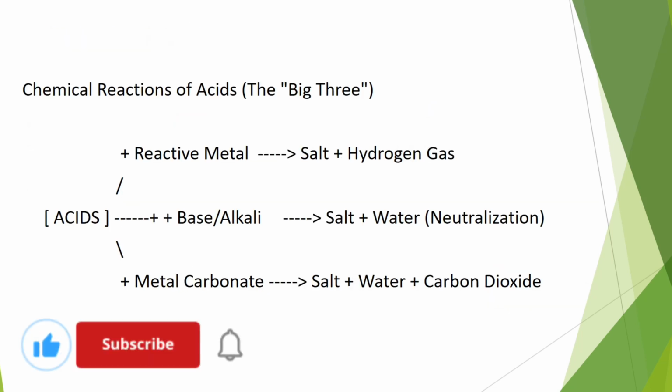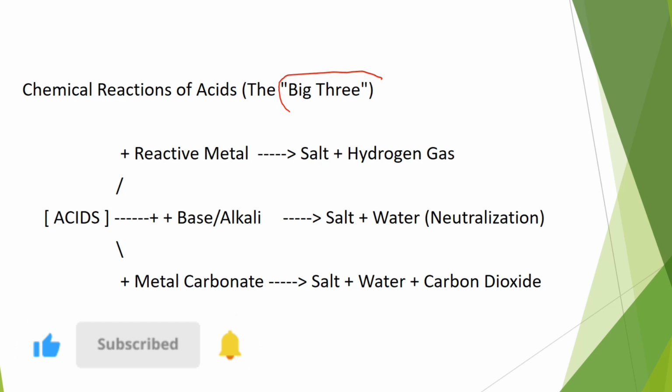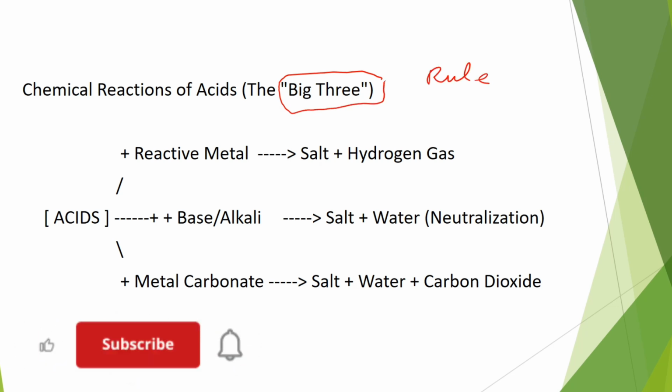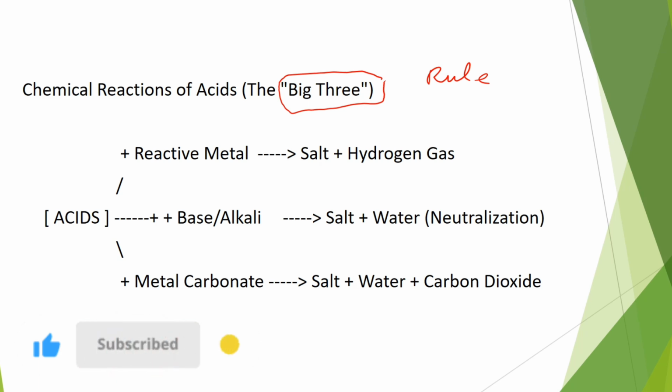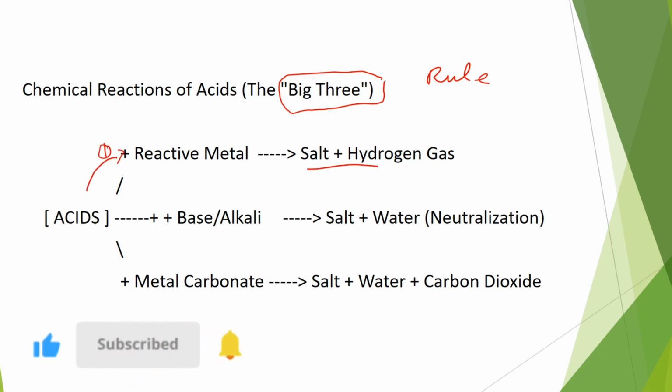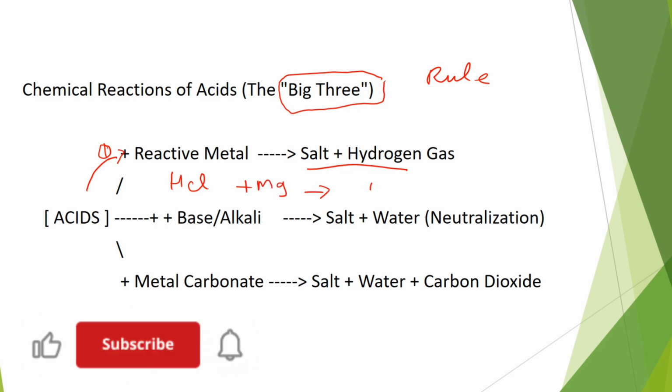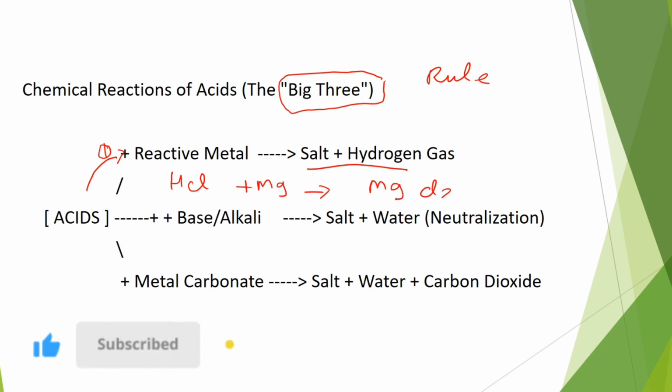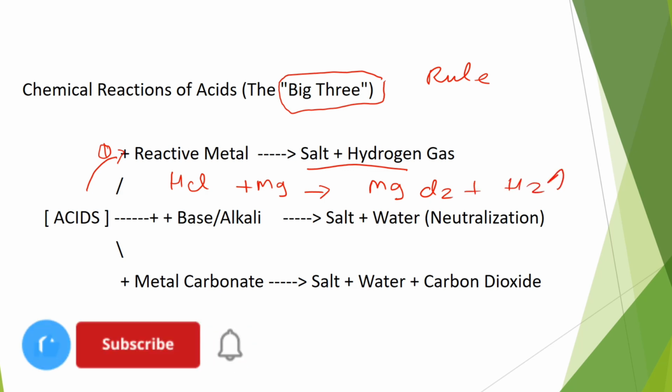Okay, in this slide now you can see the chemical reactions of an acid, and this is known as the big three. This is a very important rule. Acid reacts with, number one, metal. When acid reacts with metal, it will produce salt and hydrogen gas. For example, when hydrochloric acid plus magnesium are reacted, salt, magnesium chloride, is formed and hydrogen gas is released.